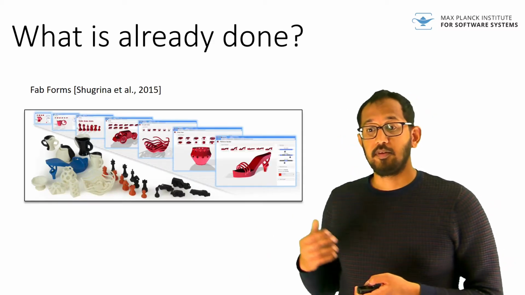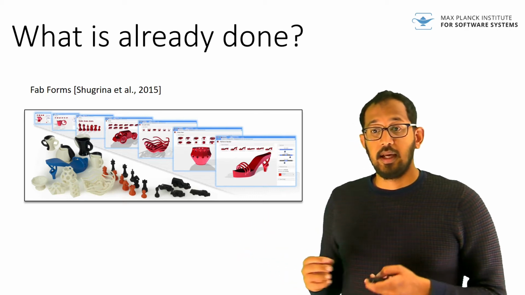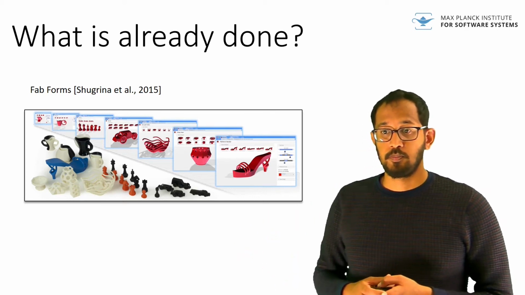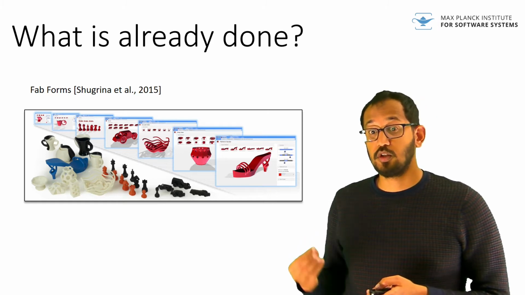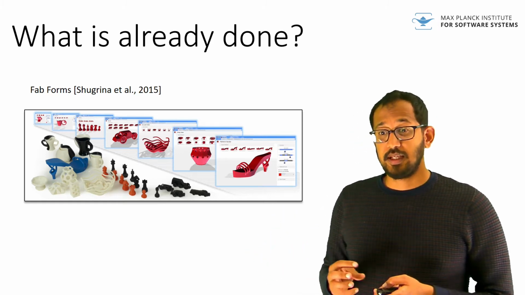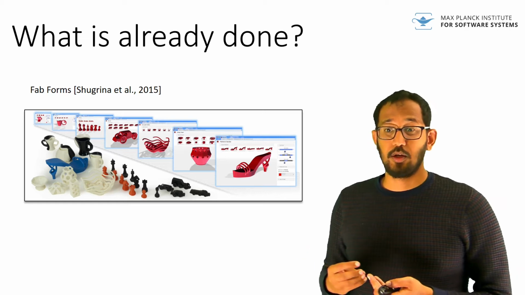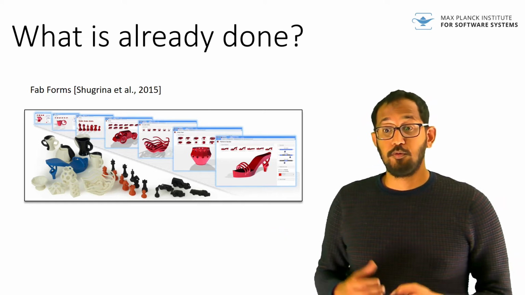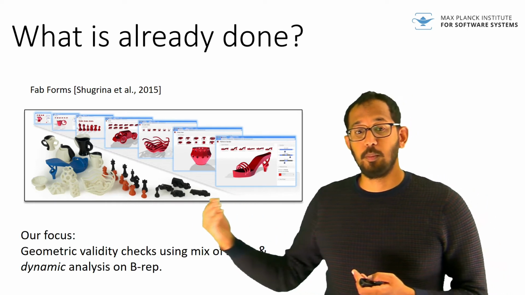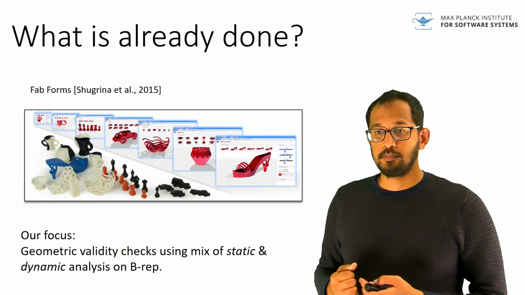FabForms uses parametric designs built using OpenSCAD and synthesizes constraints for these. FabForms, however, uses physics-based checks and works on final meshes. This makes it quite slow, and it takes an order of days or weeks for most designs. The focus of our work is on geometry-based validity checks.